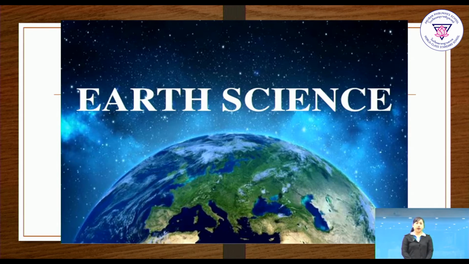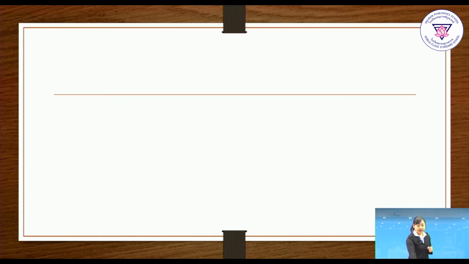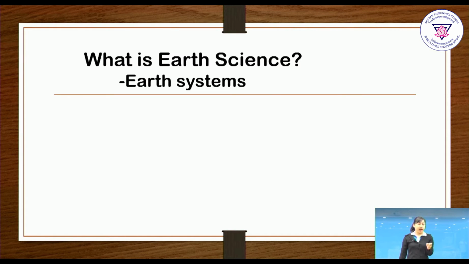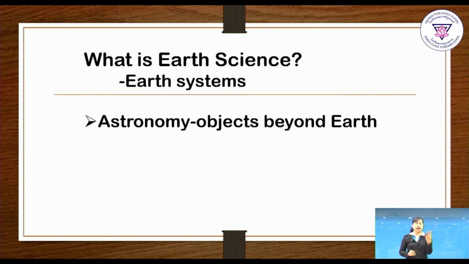The next one is earth science. Coming from the word earth, what are the things that you can see on the earth? The earth has water and land. Now what is earth science? Earth science is the study of earth systems. There are four branches of earth science. We have astronomy. When we say astronomy, it studies the objects beyond the earth, outside the planet earth.